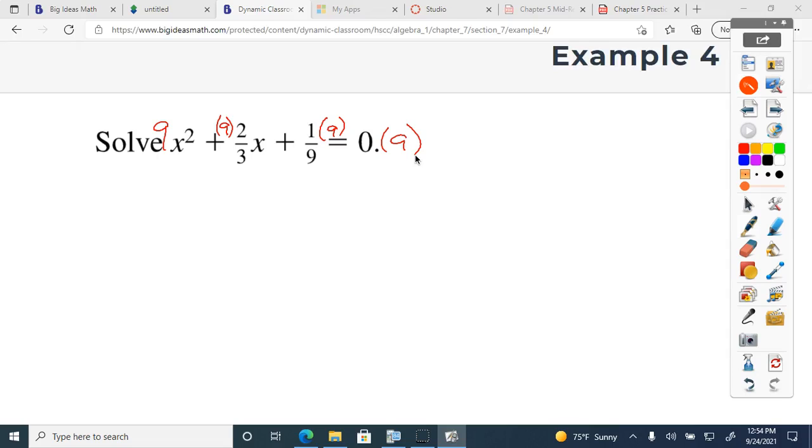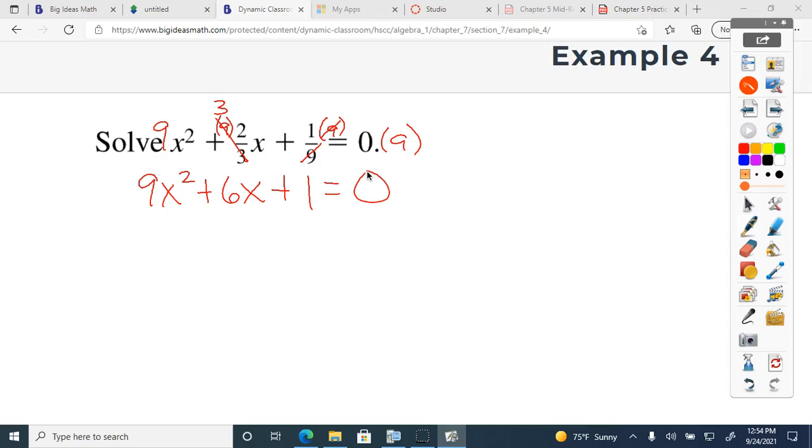So here's why they go away. Now I have 9x squared plus, listen, what is 9 divided by 3? No, it's 3. 3 times 2x would be 6x. What is 9 divided by 9? 1. Equals, what is 9 times 0? 0. No more fractions. Okay?